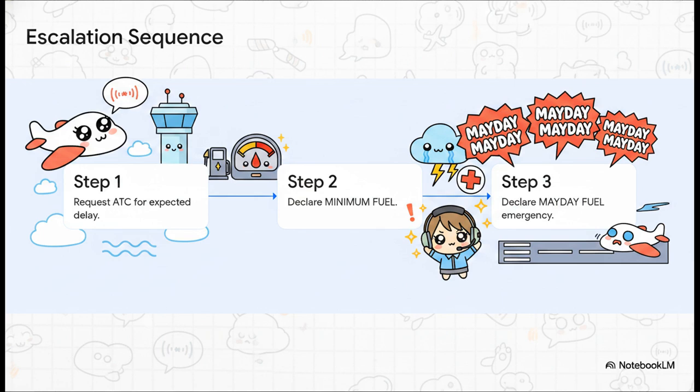Step 1, the pilot first requests ATC for the expected delay. They need to know what kind of holding pattern they're dealing with. Step 2, after the aircraft is committed to land at an aerodrome, the pilot declares minimum fuel. Then, Step 3, if the situation worsens, they escalate to the final step and declare a full emergency with Mayday, Mayday, Mayday fuel. It's a rigid, uncompromising process to keep everyone totally aligned at every stage.